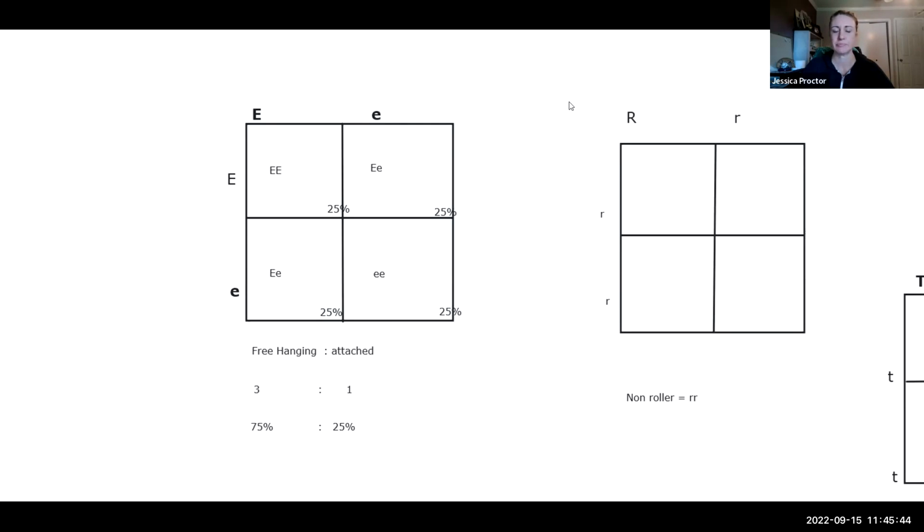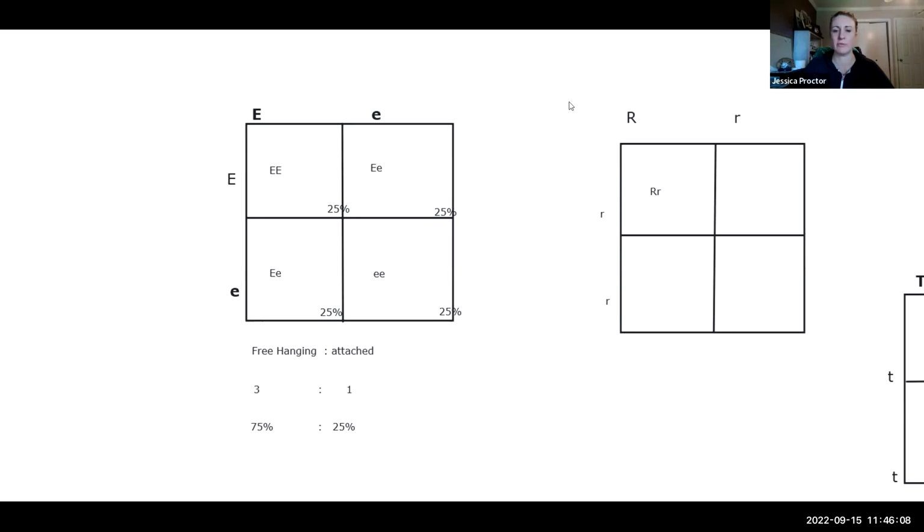Okay. All right, so here in this first little box, now we have it set up. We've got one parent along the top and one parent along the side. In this first little box, we're going to take one from the top and one from the side, always putting the capital letter first. We've got one big R and one little r. So that's our first little box representing 25% of generation 1.